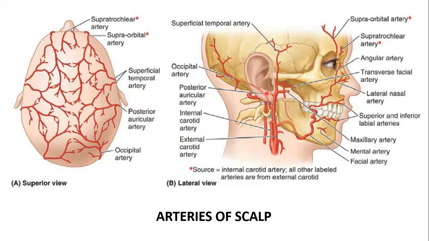You see, this is the posterior auricular, this is the occipital, and this is the superficial temporal artery. Of course, the superficial temporal is one of the terminal branches of the external carotid. The other is the maxillary, and this is the transverse facial. So these are the branches supplying the scalp.